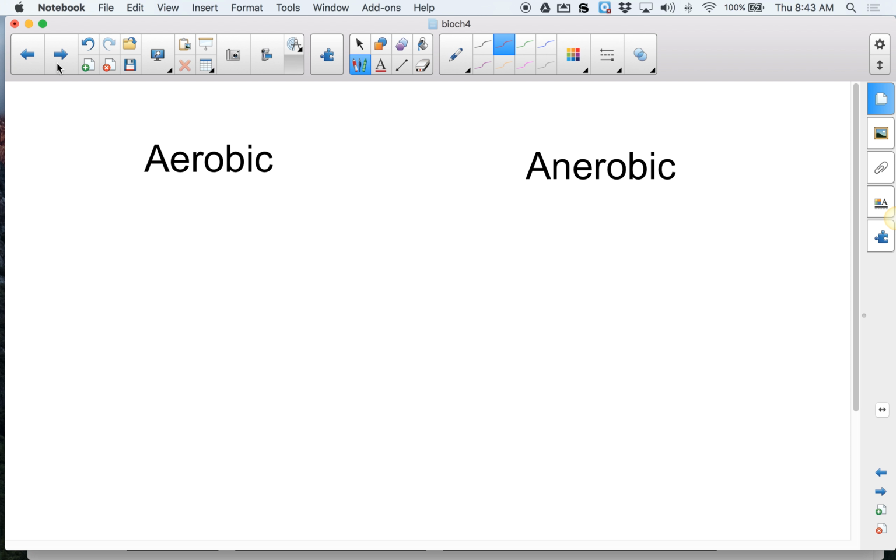So today we're going to talk about the terms aerobic and anaerobic. Has anybody even looked at their vocabulary yet? Do we know what those mean? Dave's going to take a shot at it. All right, so aerobic.